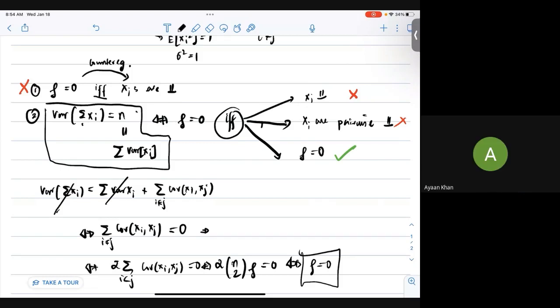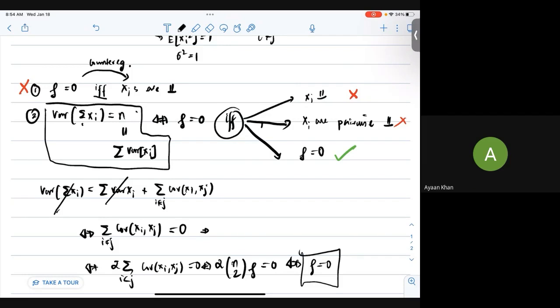Can I ask something? Please go ahead. Sir, as we had done in basic probability theory, there are three kinds of independence of events: mutual independence, pairwise independence. Does the same concept apply to random variables as well? Yeah.